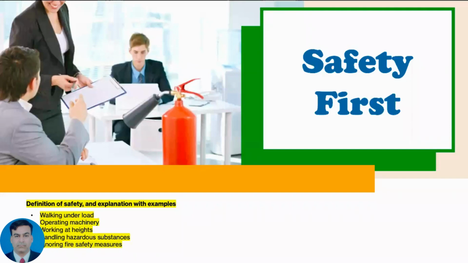Now, coming on to the explanation of safety. So, gentlemen, basically, safety as defined in the context of workplace health and safety refers to the absence of the risks of serious personal injury. It involves taking measures to prevent accidents, injuries, and harm to individuals in the workplace. Here are a few examples to illustrate the concept of safety.